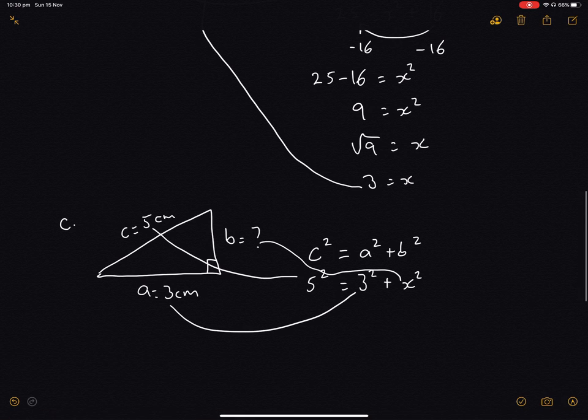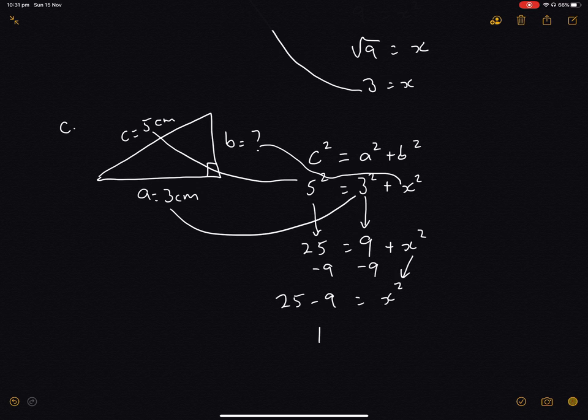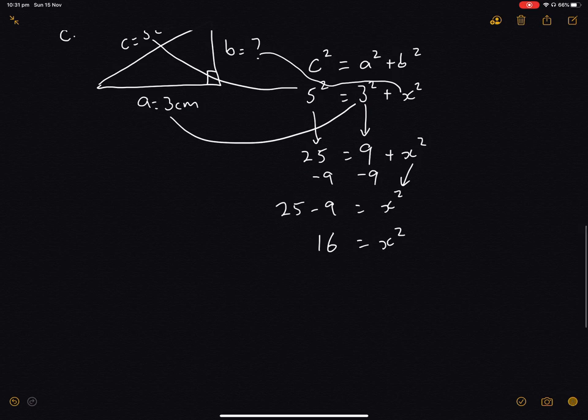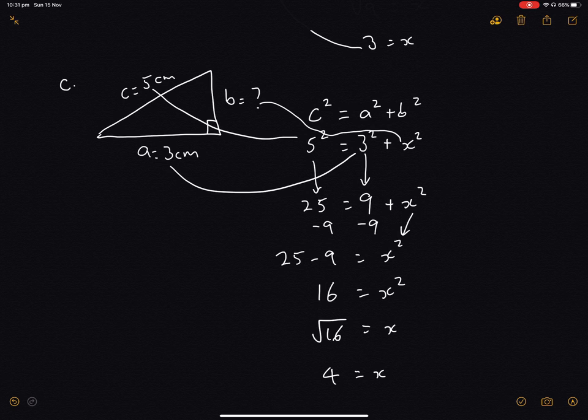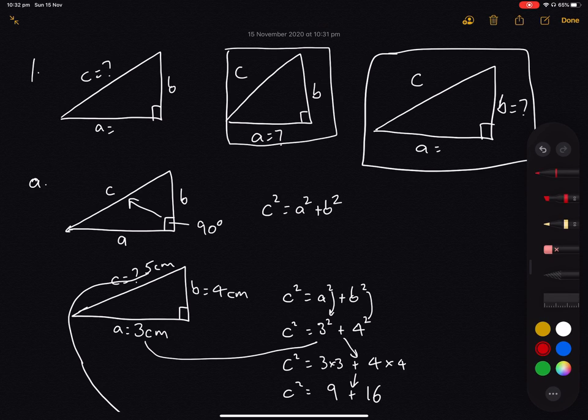So 5 squared, which is 25, is equal to 3 squared, which is 9, plus X squared. Now, you do minus 9. 25 minus 9 is equal to x squared. 25 minus 9 is 16, is equal to x squared. X is equal to the square root of 16, then 4 is equal to x. So that's your B, right? So this is 4 centimeters. So there you go. So that's the 3 examples that we had covered over here.